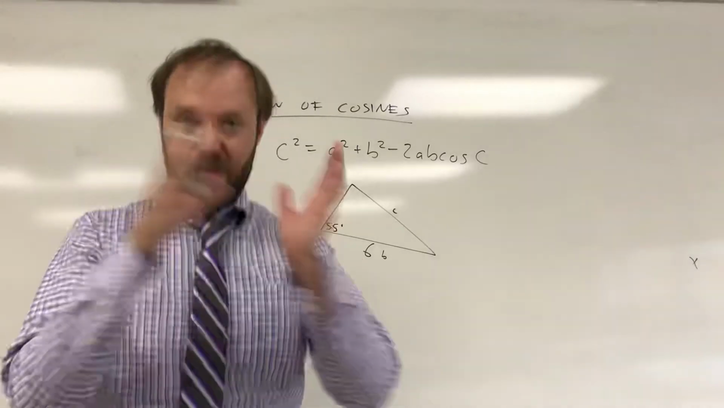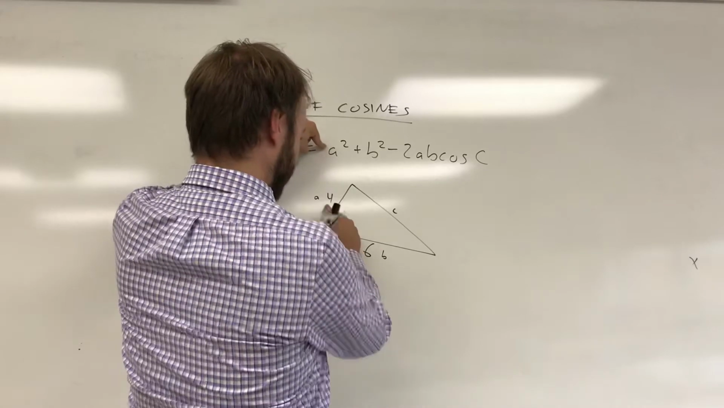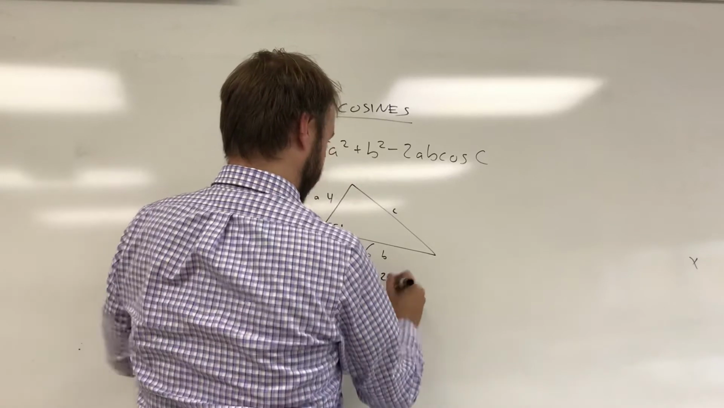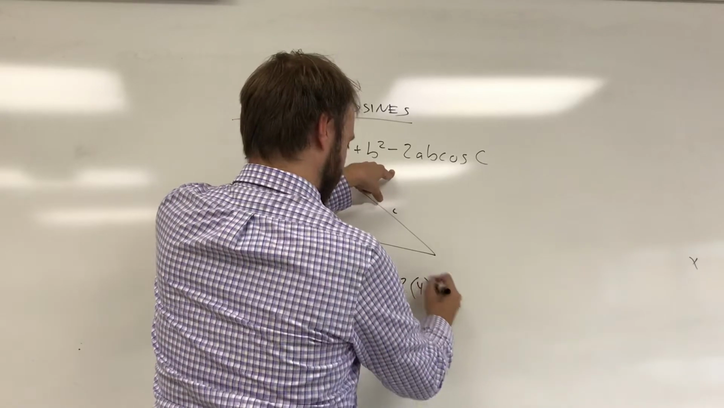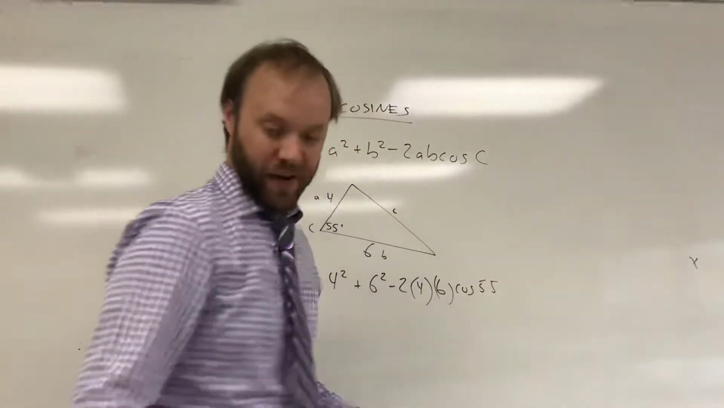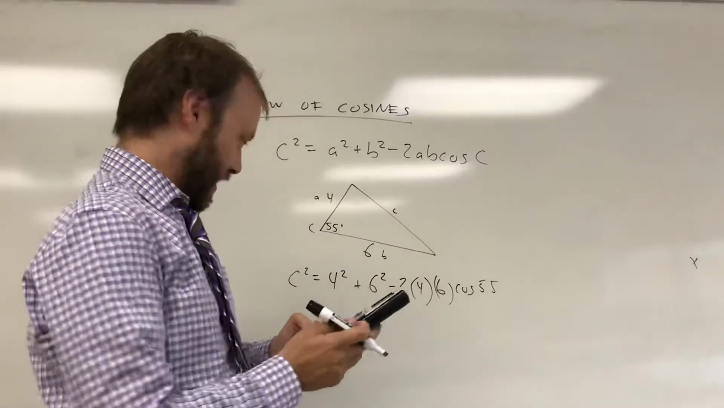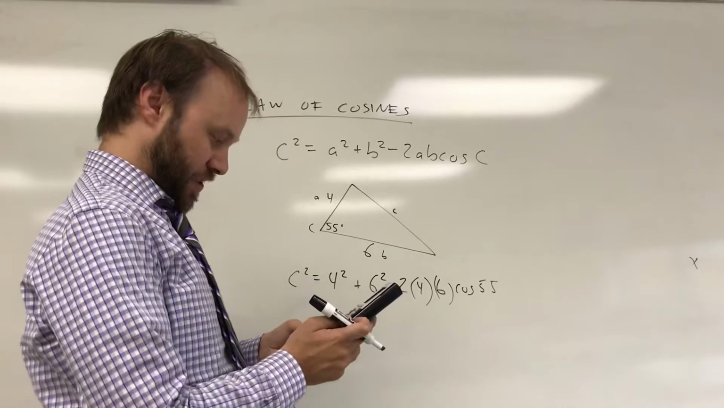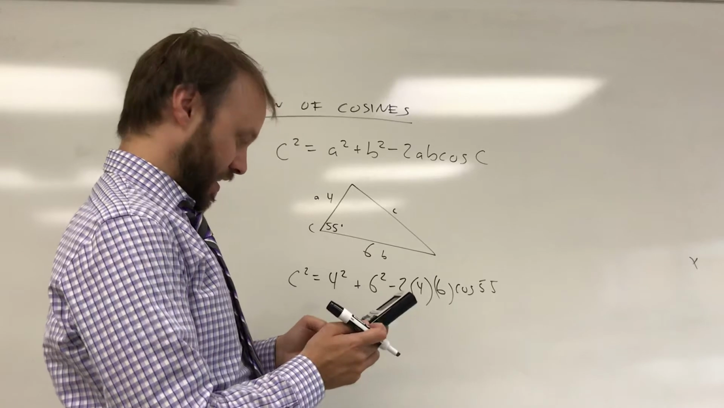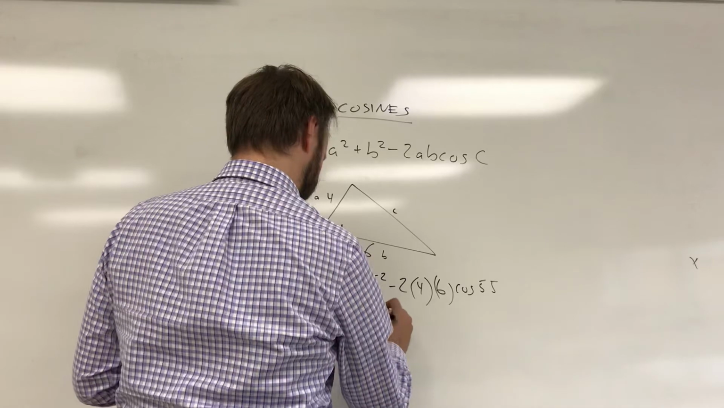So once again, you just pop everything in the formula. It's very much plug and chug. So C squared is going to be equal to side A squared, so 4, plus side B squared, which is 6 squared, minus 2 times the A side times the B side times the cosine of angle C. Okay, and again, we can just pop all this in the calculator. Remember, it's going to give me C squared, not C. So that's going to be 16 plus 36 minus, let's see, 48 times the cosine of 55. Okay, so we're going to get C squared is approximately 24.468.